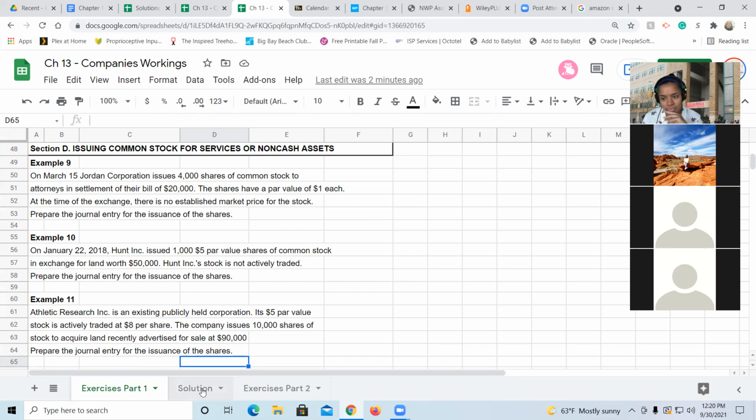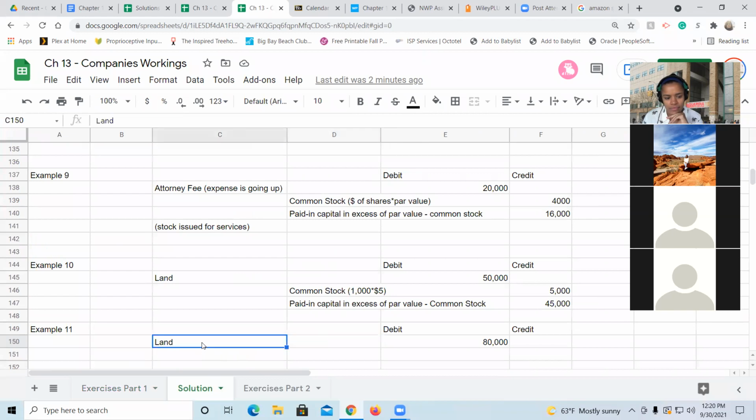So for anybody who chose the 90,000, it's only an advertised amount. That's not an actual fair market value. That's just what someone would like to get for it. Whereas they can get $8 per share for 10,000 shares. So we use the 80,000 for the land amount. Thank you. Continue.